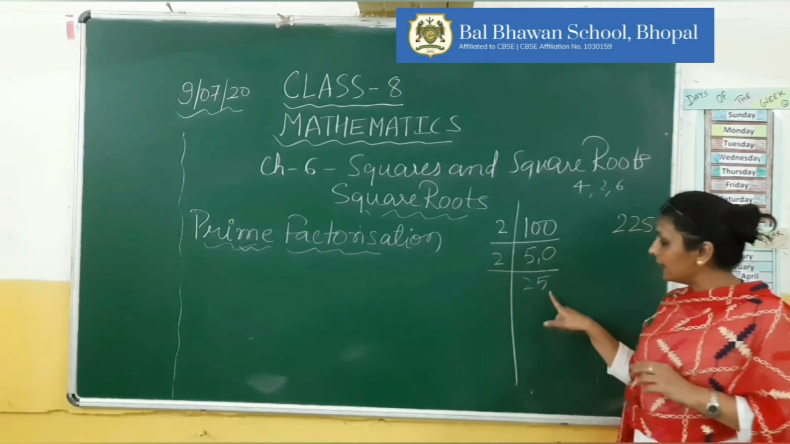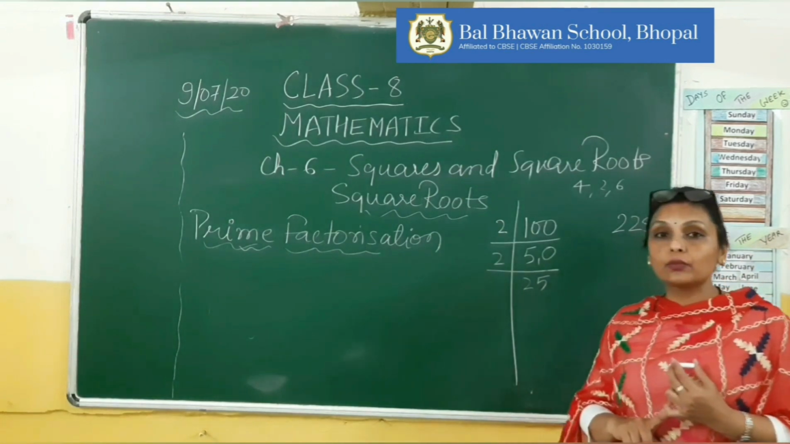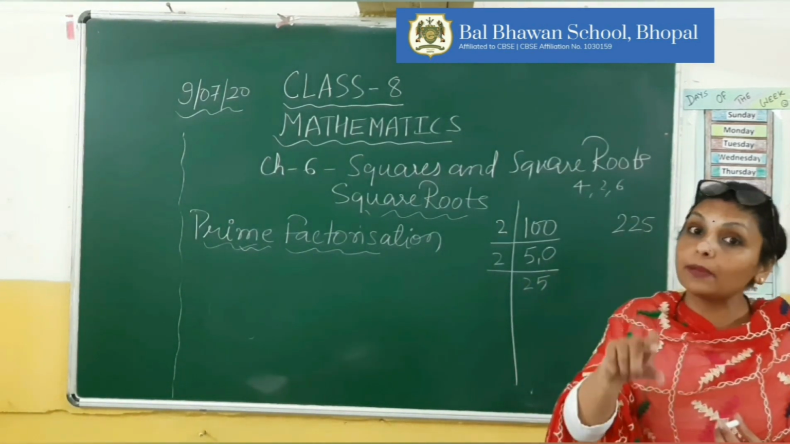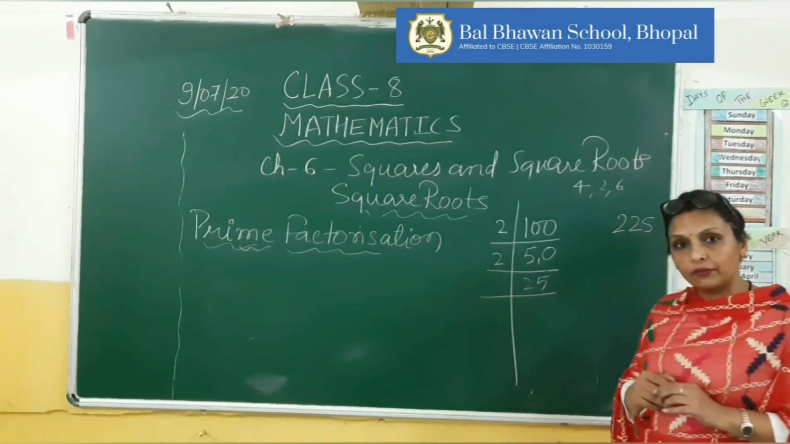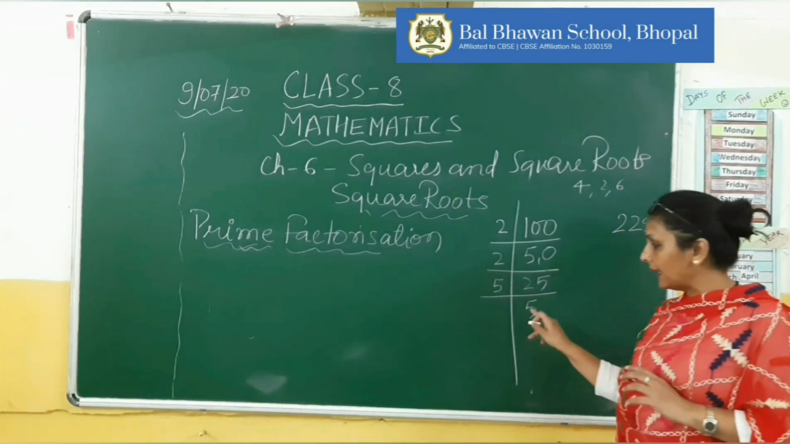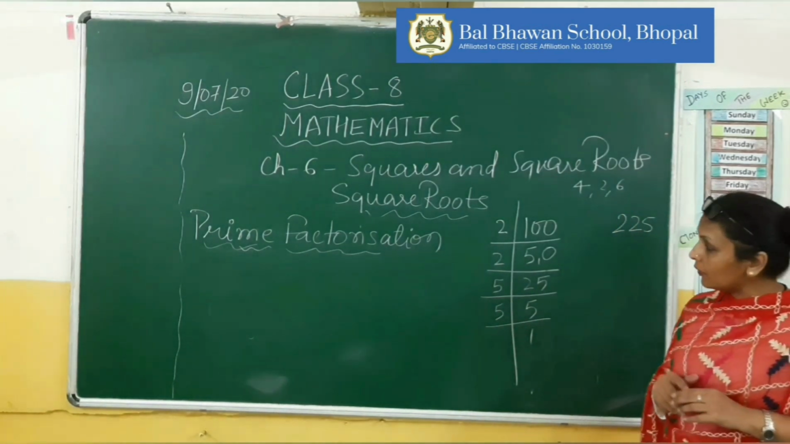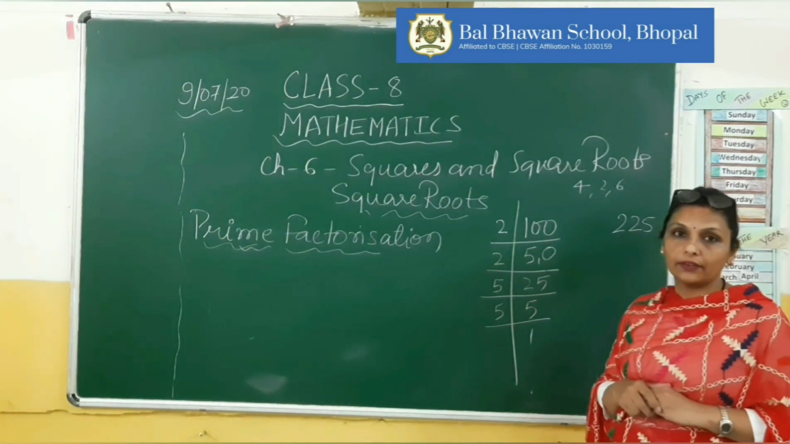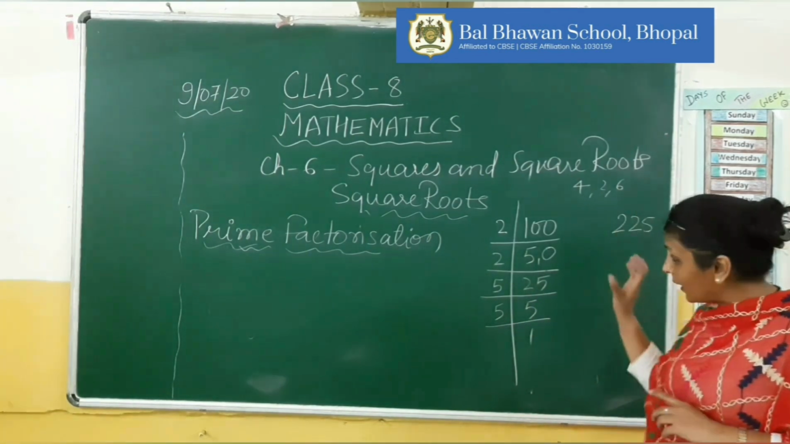But children, here we have a number which ends with 5. And you know the divisibility rule: if a number ends with 5, it will be divisible by 5 only. So we will take 5 to factorize 25. That will become 5 5s are 25. And then 5 will be factorized by 5 only. 5 1s are 5. Now observe these prime factors of 100. These all are prime factors of 100: 2, 2, 5, 5.